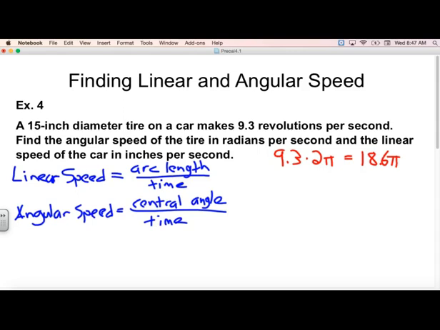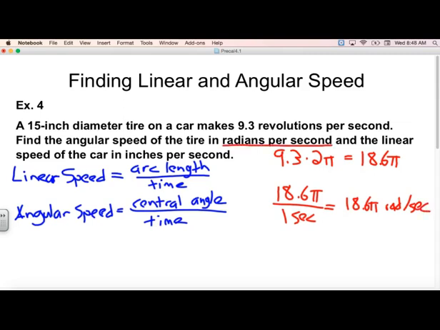So you can find the angular speed at this point just by taking the angle that we know. If it's 9.3 revolutions, that's 18.6 pi radians, and putting it over the amount of time it took. So it says it does 9.3 revolutions per second, so our time is over 1 second. So that's just 18.6 pi radians per second. And that's what they said. They wanted it in radians per second.